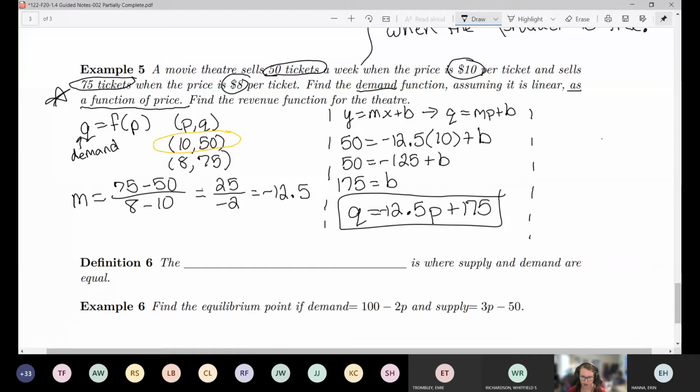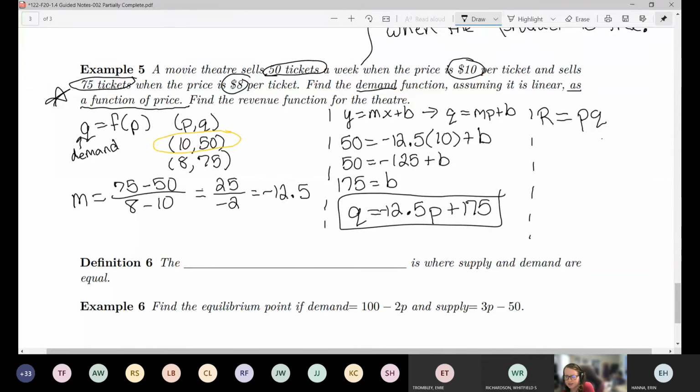So that would be our demand function, but we still aren't done with the question because it also asked us to find the revenue function for the theater. So remember that revenue, gotta be careful, I'll explain why in a second. I'm just going to put R without the "of". And so remember, revenue equals price times quantity.